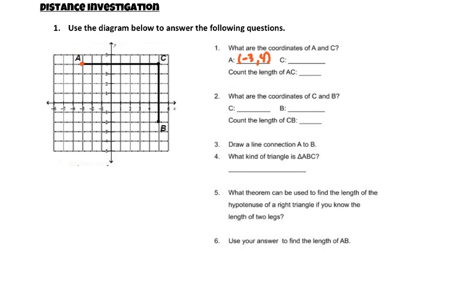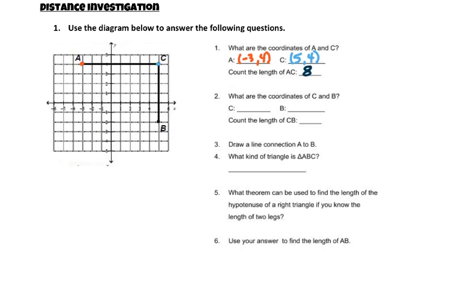And then point C is over here. It looks like it's at 1, 2, 3, 4, 5, and then also up 4. Then it says, count the length of the line AC. So this is literally just the number of squares. We're counting hops here. So 1, 2, 3, 4, 5, 6, 7, 8 is the length.